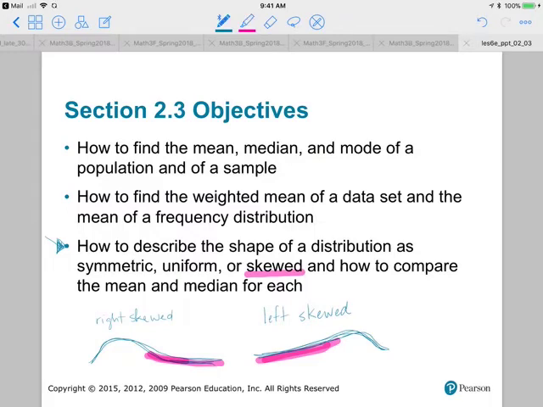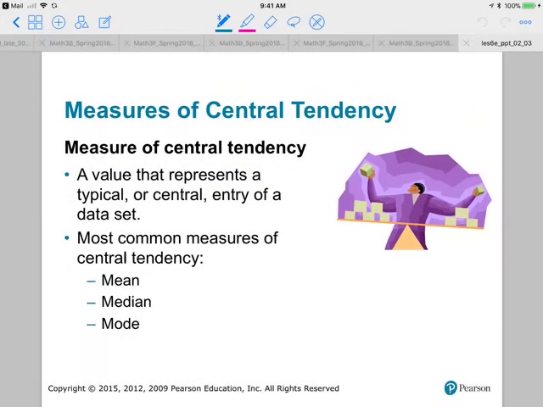And then finding the weighted mean of a data set. This is something that we actually have done before. It's how you calculate your GPA. It's how you calculate your grade in a course. Those are two examples of weighted means that we're used to computing.